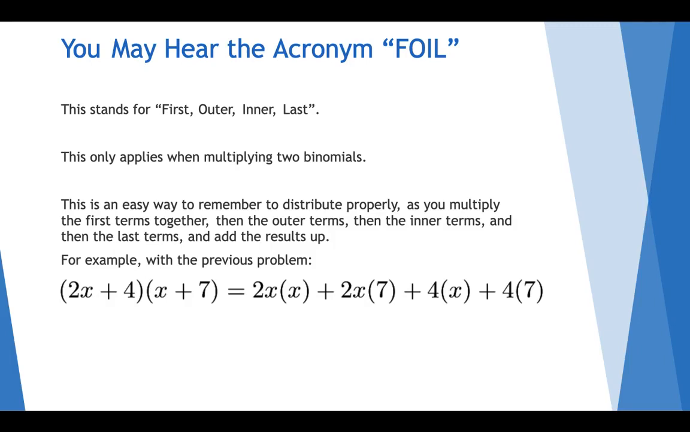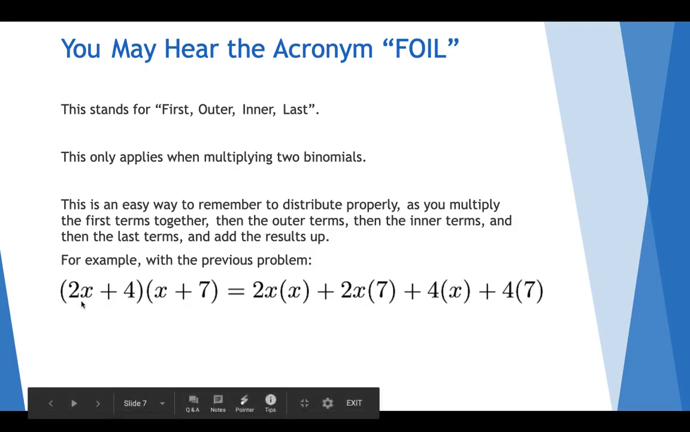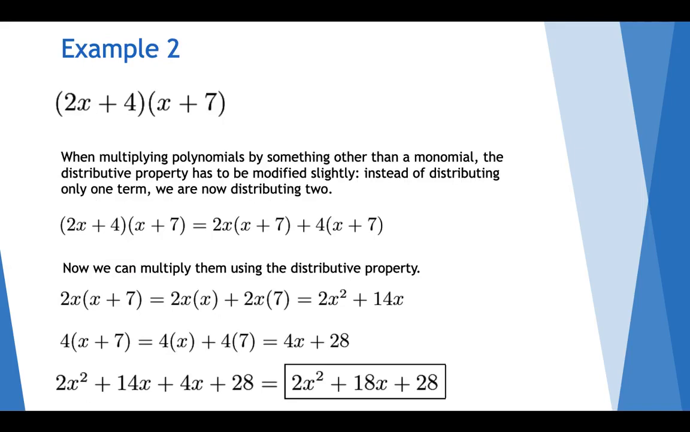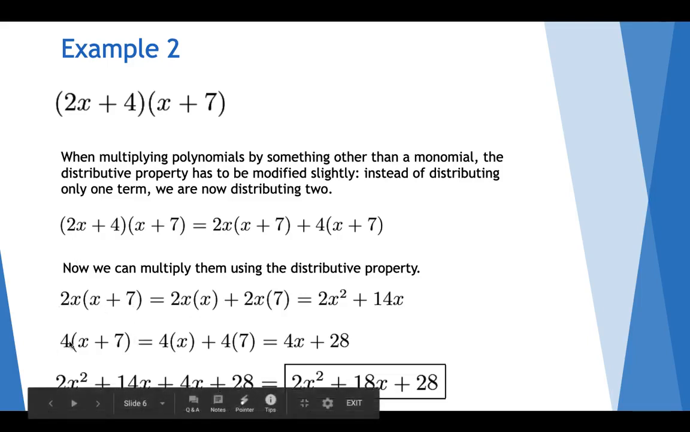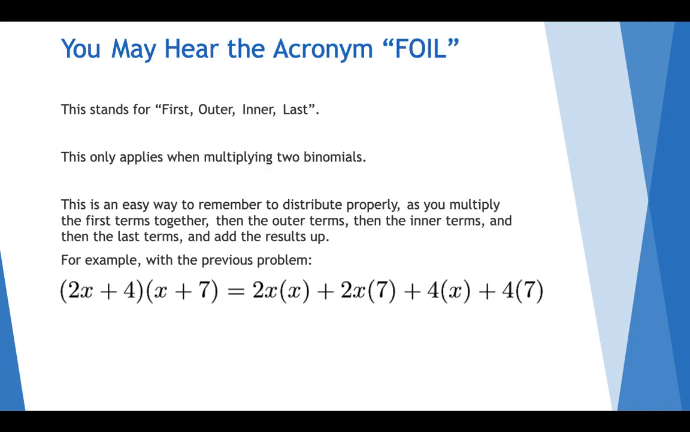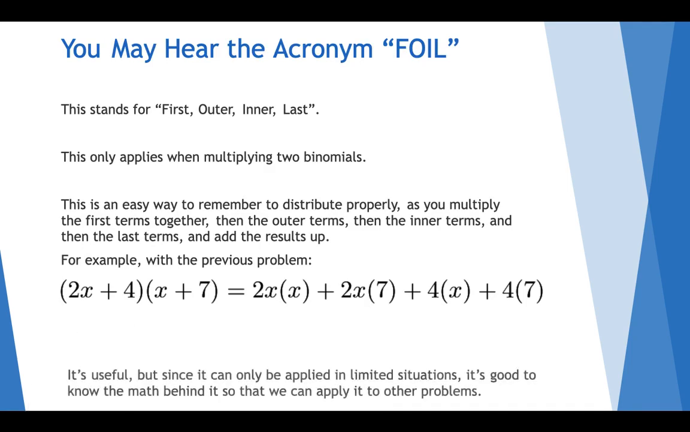For example, with the previous problem, our first terms are 2x and x, our outer terms are 2x and 7, our inner terms are 4 and x, and our last terms are 4 and 7. Now, keep in mind, this is just the same math as this. This here will get us our first and our outer terms. This here will get us our inner and last terms, but it's just really a different way of writing it.